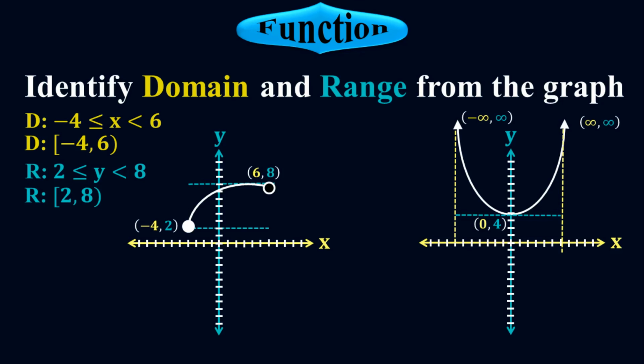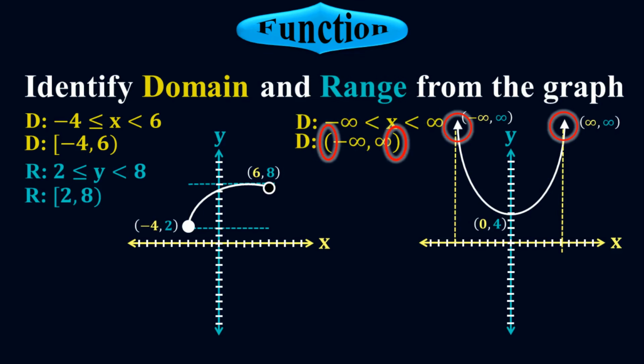The domain for this function is negative infinity to positive infinity. Negative infinity and positive infinity are along the x-axis. This is my domain. The domain is x greater than negative infinity and less than positive infinity. I'll write it in pair form: negative infinity, positive infinity. Since both ends have arrowheads, there are parentheses with the negative infinity and with the positive infinity. This is one new piece of information.